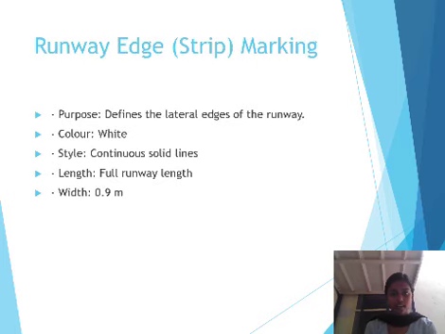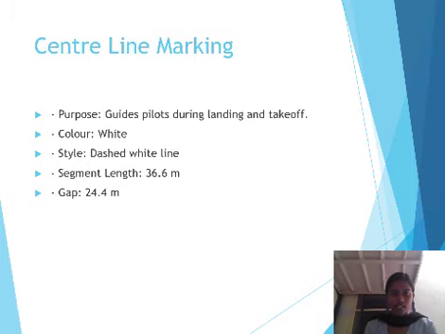So next is runway edge marking. The purpose of runway edge marking is to show the lateral edge of the runway. It is marked in white, and the solid line is continuous. The length is the full runway length, and the width is 9.9 meter.